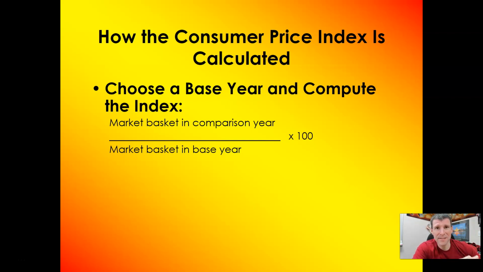Okay, and this is worth noting. The price index in the base year will always be 100. All right, I'll say it again. Price index in the base year will always be 100 because it's going to be the same number over the same number times 100.